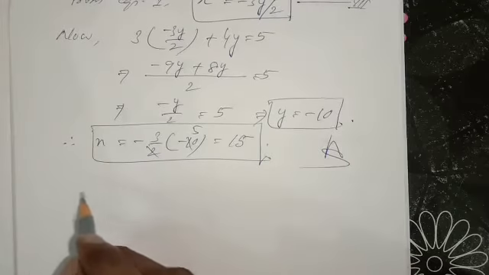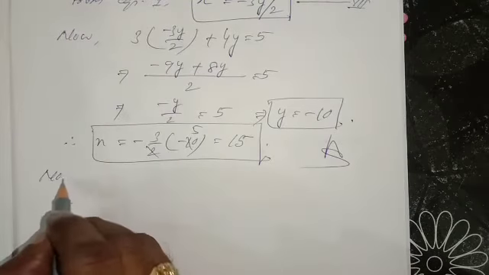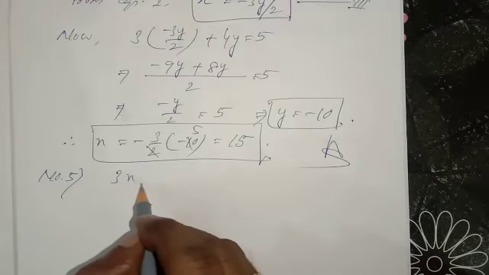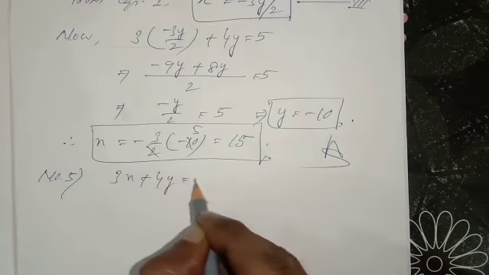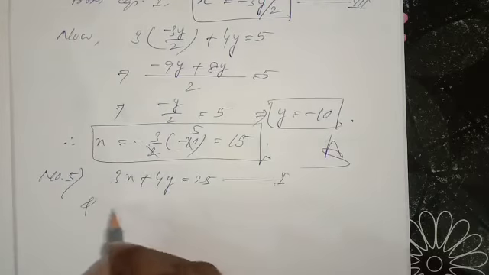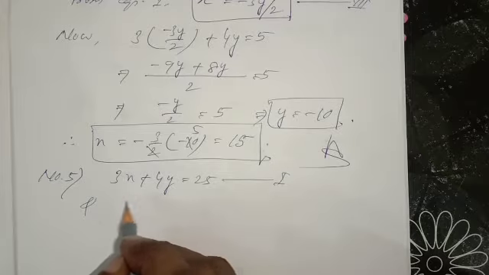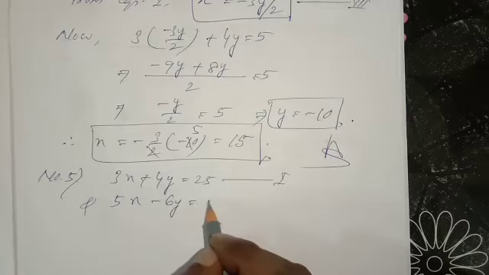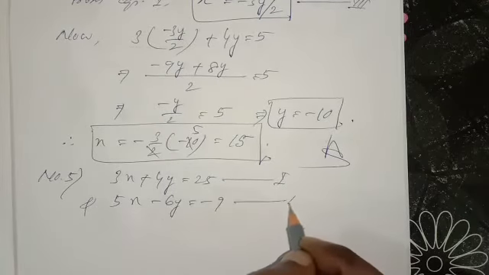Let us go to number 5 and see. Writing the question number 5: 3x plus 4y is equal to 25, equation 1. And the second equation given is 5x minus 6y is equal to minus 9. This is the second equation.